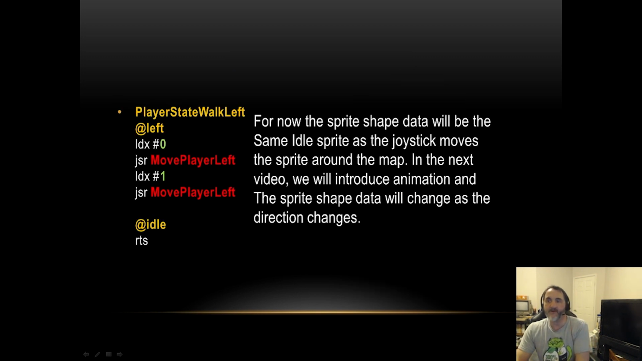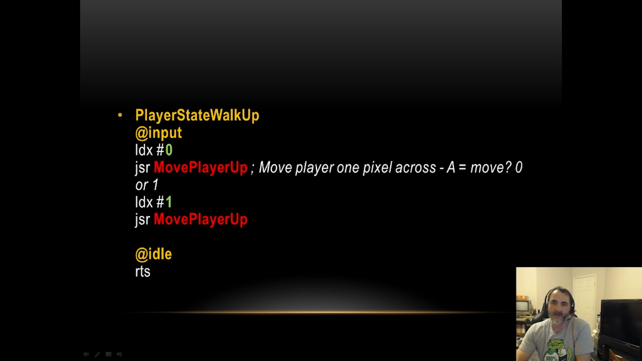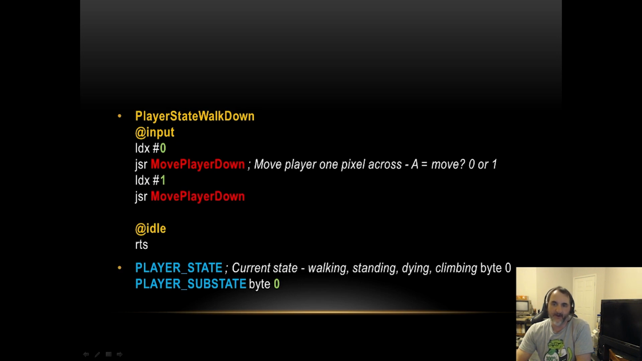Okay, for now, the player's shape data will be the same idle sprite as the joystick moves the sprite around the map. In the next video, we will introduce animation, and the sprite shape data will change as the direction changes. So this is the left movement routine. The same thing, the head and the body. And here's the up movement. Same thing, except now we're just going up with the two different sprites. And here we're going down with the two different sprites. And of course, now you see the variables initialized for our states.